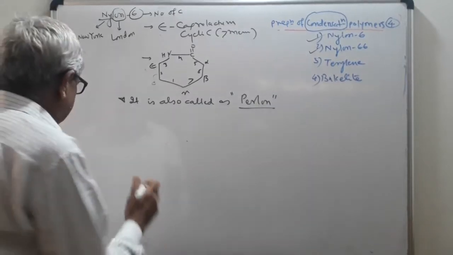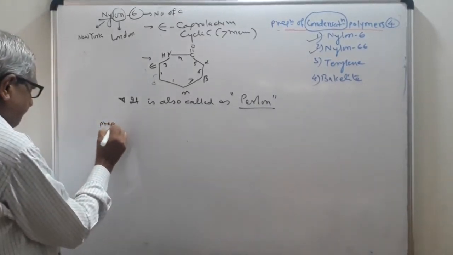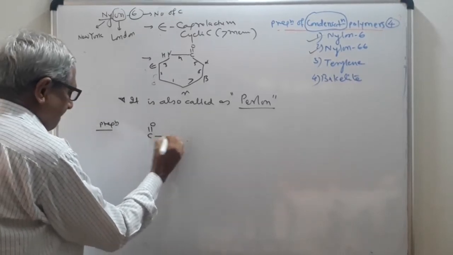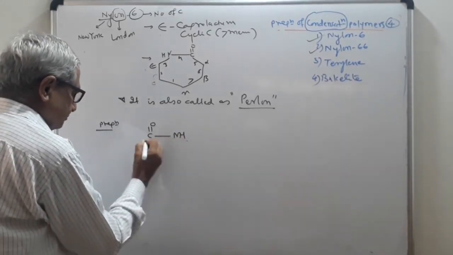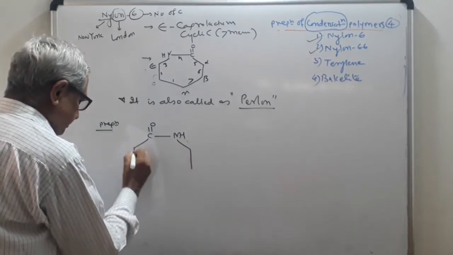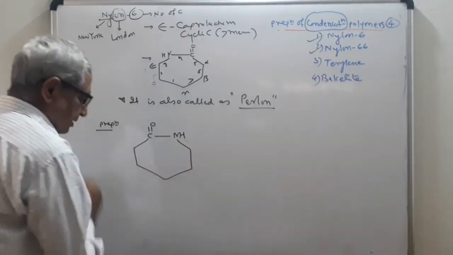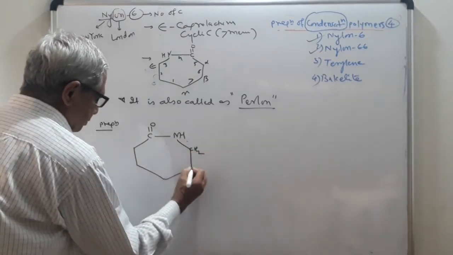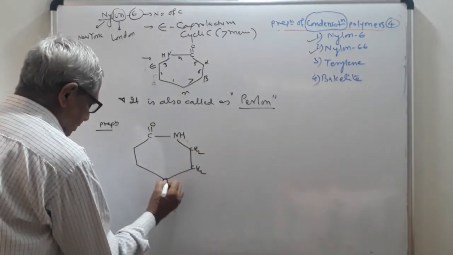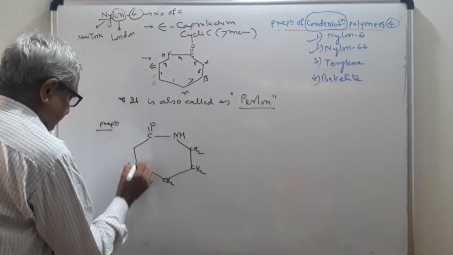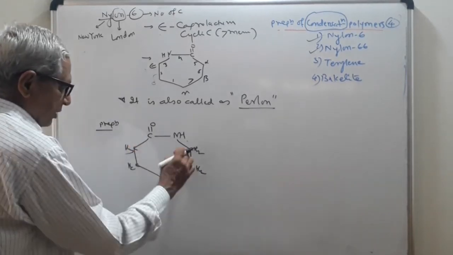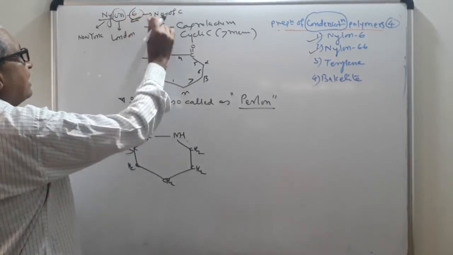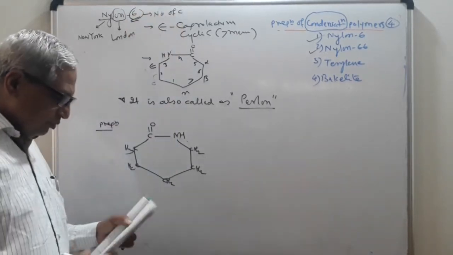Now see the preparation here. C double bond O, NH. This is the formula for Nylon 6. Remember that this is CH2, CH2, CH2, CH2, CH2: 1, 2, 3, 4, 5, 6 carbon atoms, and that indicates the number of carbon atoms in the monomer.